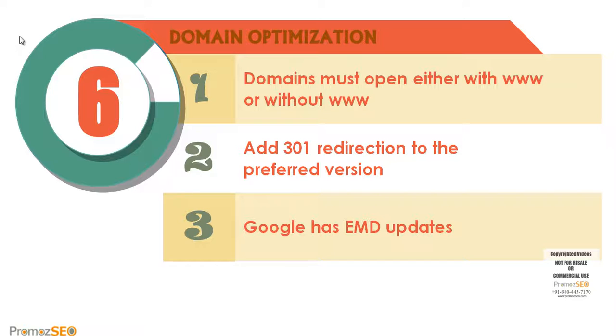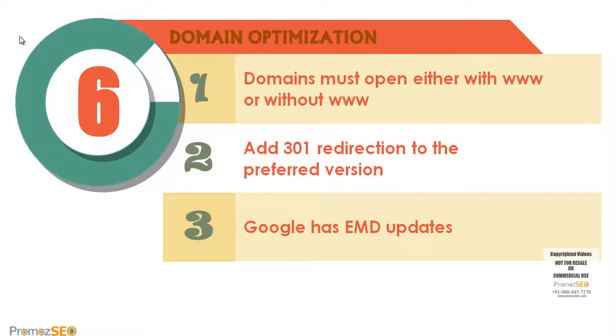And obviously you should use a 301 redirection to the preferred version. Like say you are using www, and you want your URLs to open like www.example.com/something.html. That means you want your URLs to open with www. So what you need to do, you need to redirect the non-www version permanently to the www version, and that you need to do with a 301 redirection.